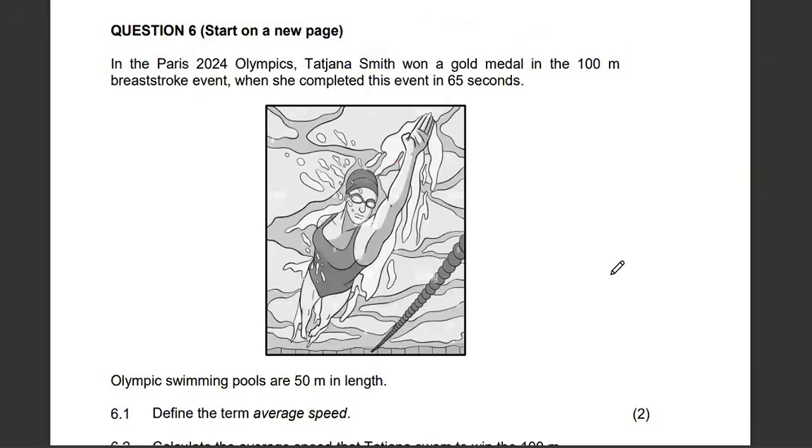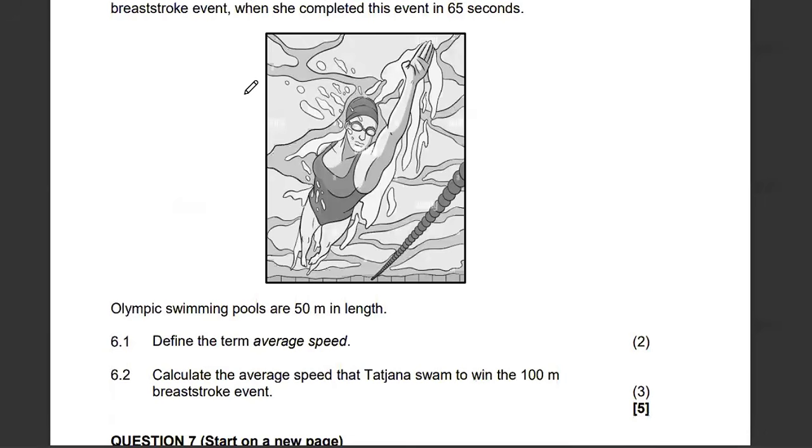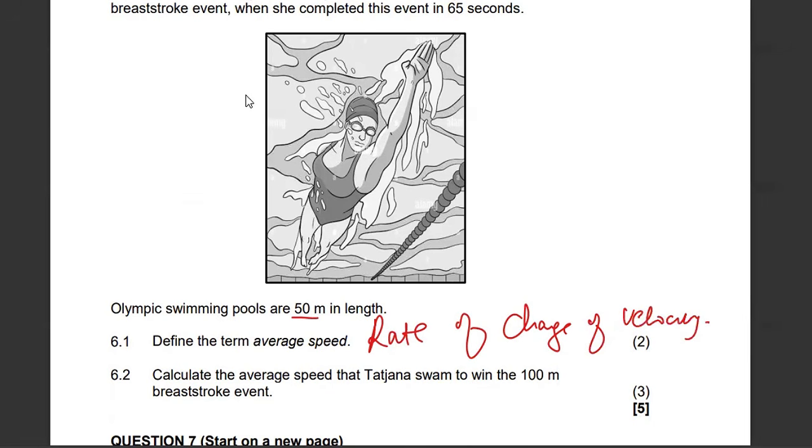Question 6, they're telling us that in the Paris 2024 Olympics, this lady won the gold medal in the 100-meter breaststroke event, when she completed the event in 65 seconds. The pools are 50 meters in length. Define what average speed is. Average speed is basically the rate of change of distance. And then calculate the average speed.